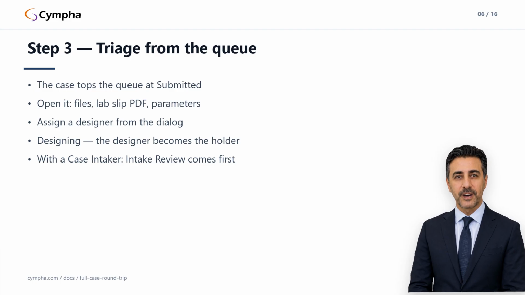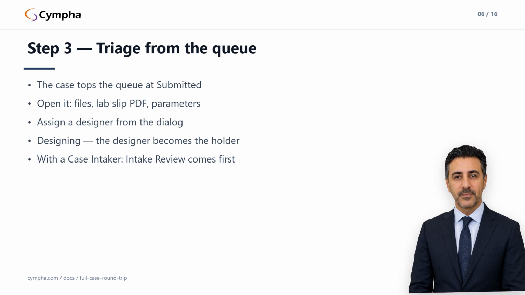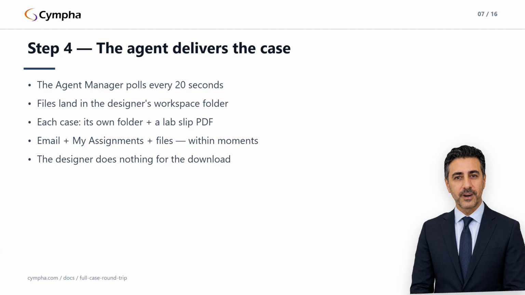That's the case bundle plus any standalone scan files, and they go into the workspace folder the designer chose when they configured cloud monitoring. They land in a tidy, predictable structure, organized by category, with each case in its own folder named for the patient, the date, and the case number. And every case folder gets a lab slip PDF, which refreshes automatically whenever the case changes, so the slip in the folder is never stale.